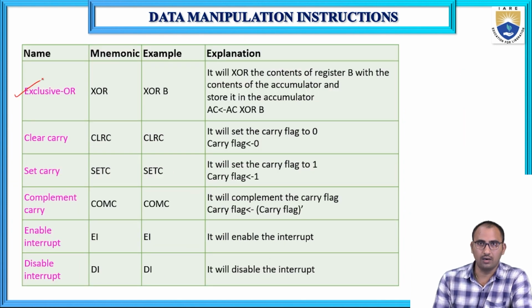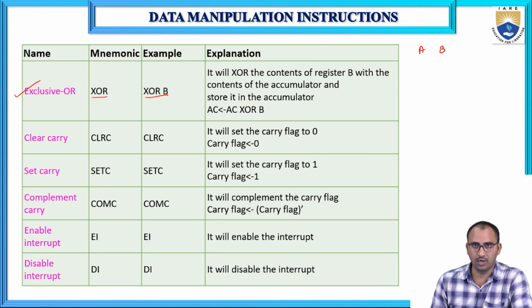Next, exclusive OR, so XOR. It is represented with the XOR mnemonic. XOR A, B, so we are performing the XOR operation. So what is the XOR operation? Let us assume A and B are the inputs of the XOR gate, and Y is the output. So what are the input combinations? 0 0, 0 1, 1 0, 1 1. So these are the input combinations.